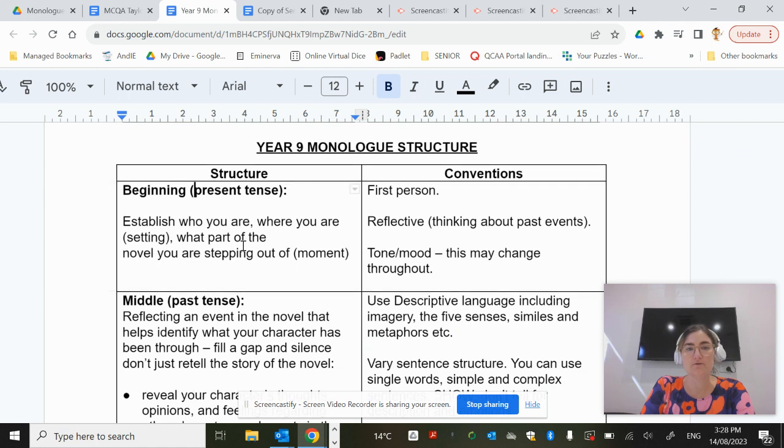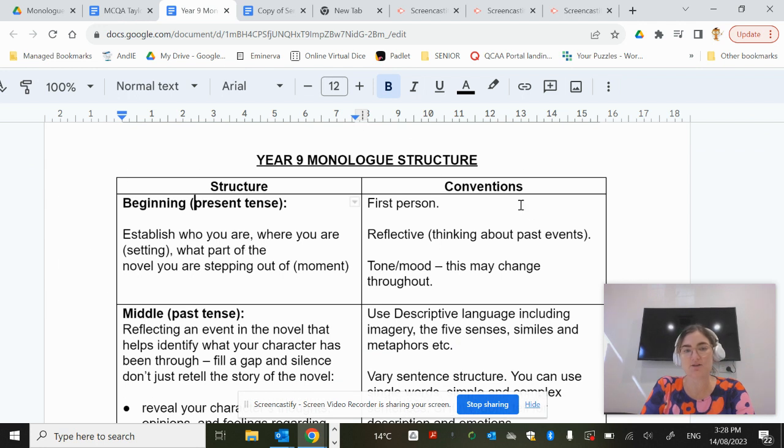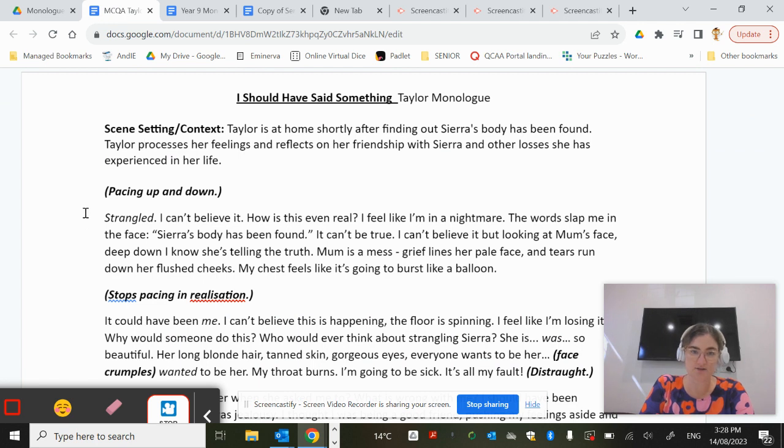All right, so you've got your present tense. Your present tense should establish who you are, where you are, and what part of the novel you're stepping out of. So you don't go, "Hi, I'm Taylor and I am in the bedroom." No, okay? In this monologue, it indicates who she is and where she is by the things that she says.